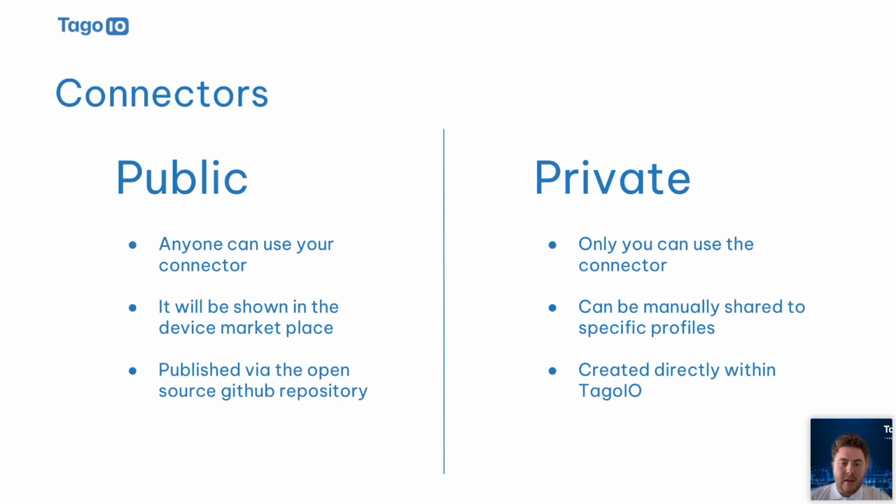So what that means is that any user can see all of the code that is inside of these connectors, while private connectors can only be seen by who creates them or manually shared to specific profiles. And this can be done directly within Togo.io, while the public connectors have to be shown through the GitHub repository.